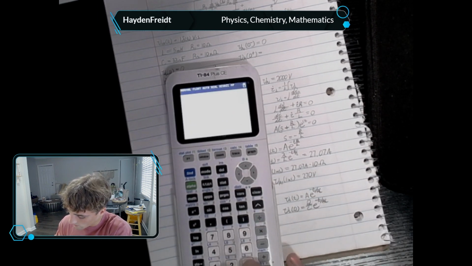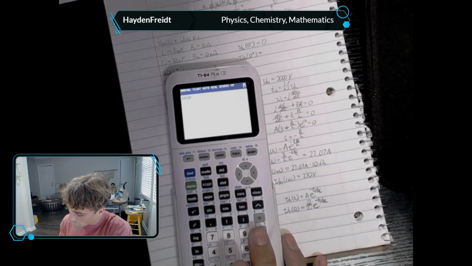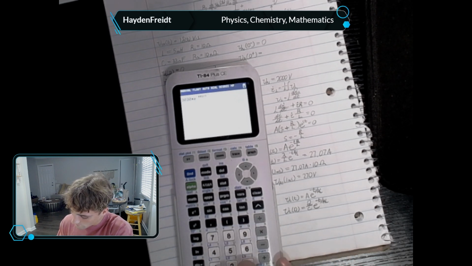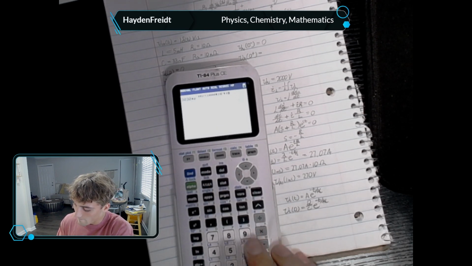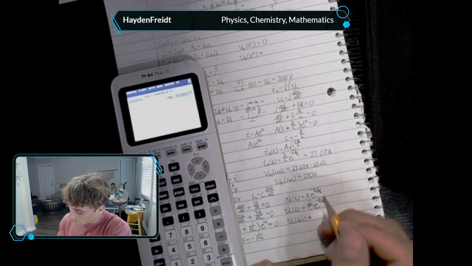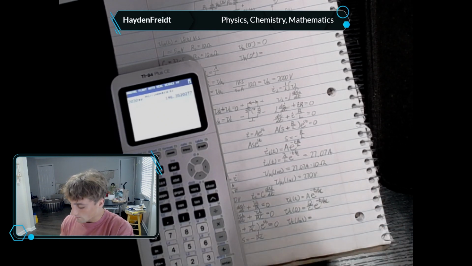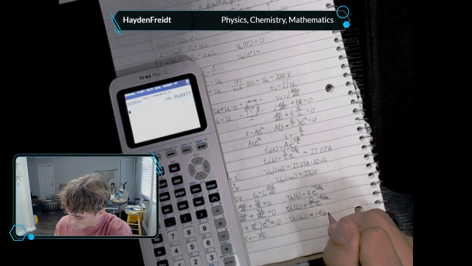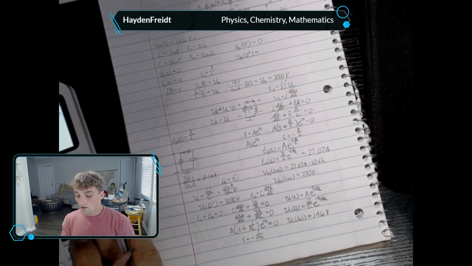3030 times e to the power of negative 0.001 divided by 10,000 times 33 e to the negative 9. VC of 1 millisecond after the impulse had occurred, and we're going to have 146, leave it there, volts.